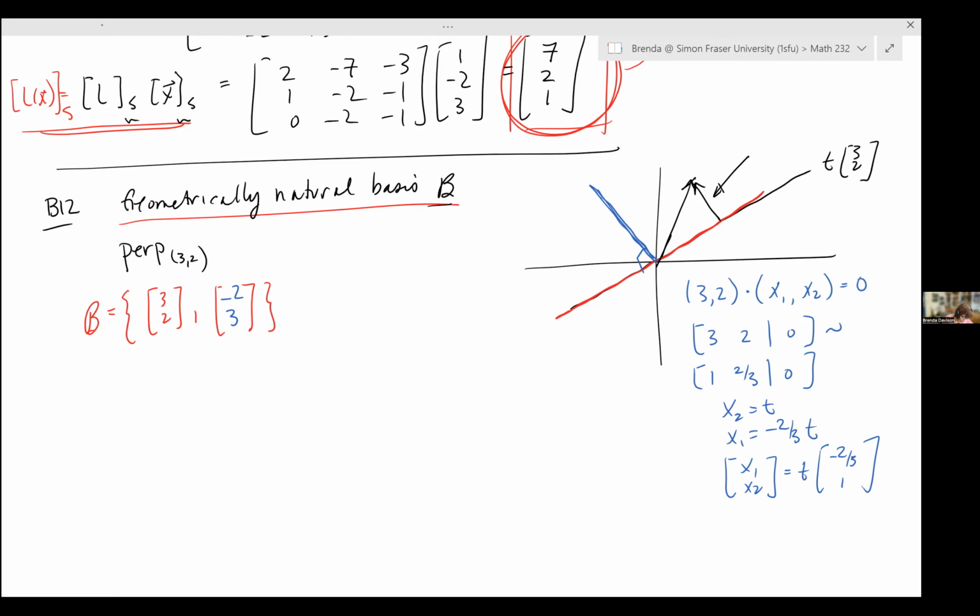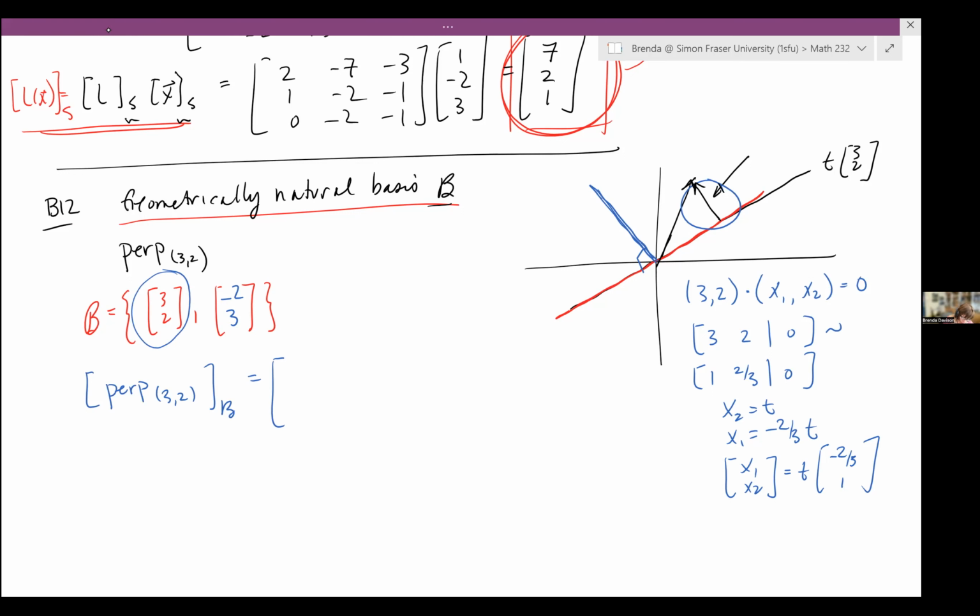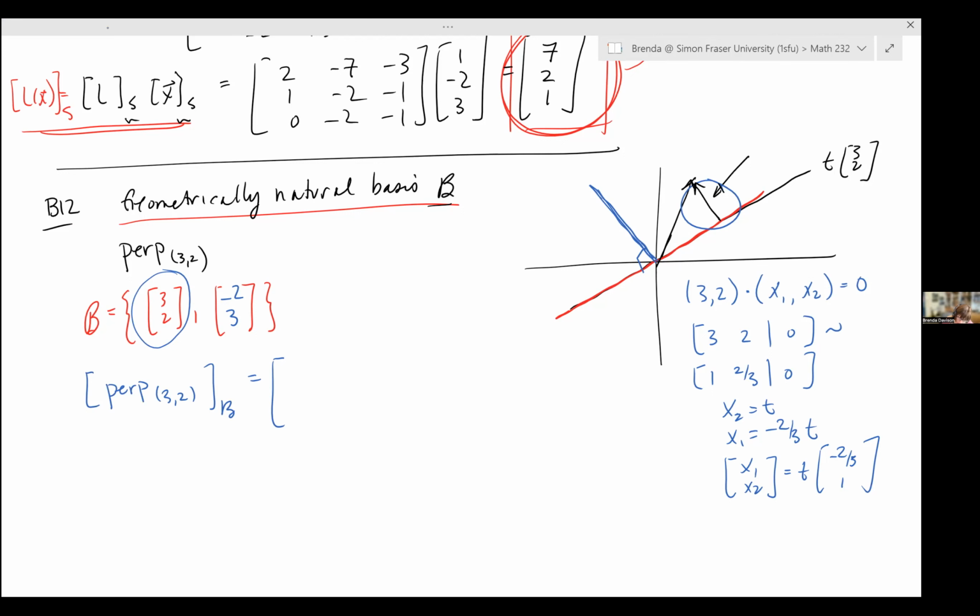Now, what does the matrix that does this look like? Now I can simply write it out. What happens to this basis vector? Looking at the picture, look at the red line. There is no component perpendicular to the red line. So the red line is going to go nowhere. It is 0. There's no perpendicular component to the red line.